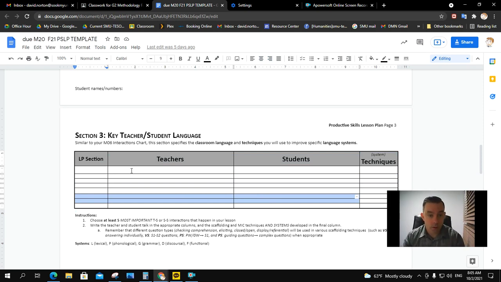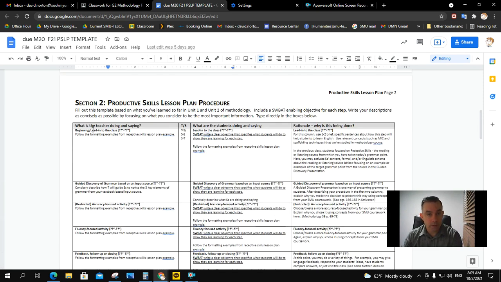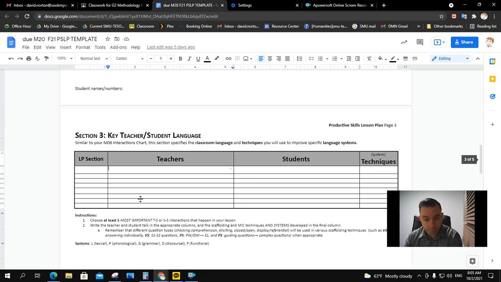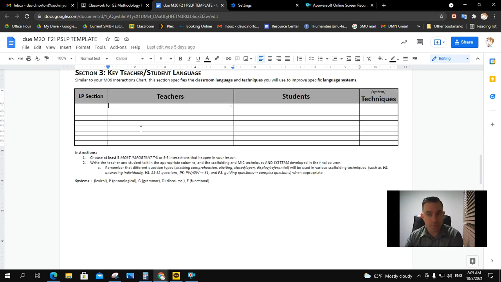So that means if you're going to do the lead-in, the most important part is probably not just saying hello, right? The most important part, it could be getting students talking about the topic, or getting students to recall the topic from the previous class. You'll see in my model what I mean by the most important interaction for teachers, students.